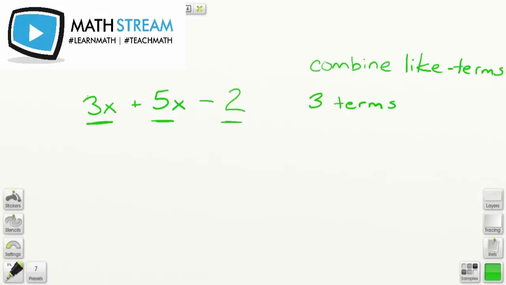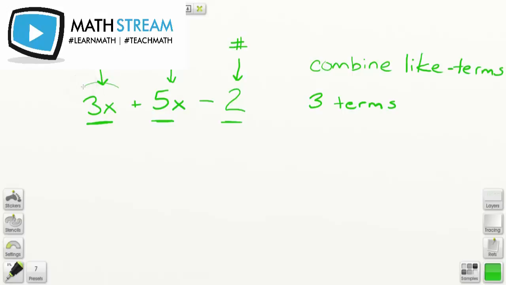So for instance, right here I have a term that involves an x. I also have a term here that involves an x. And here I have a term that is numeric only. So I'll just put a pound sign to mean number. That doesn't mean hashtag here, it means number. Okay, so we have 3x plus 5x minus 2. So which expressions here are similar? Which ones are like each other?